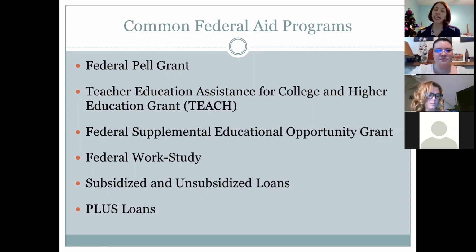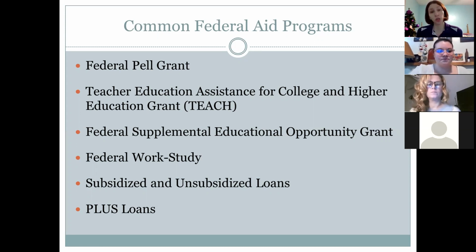The Opportunity Grant, each school is allotted a very small amount of this money. So even though you might technically be eligible for it, you might not see it in your package. And that's really just because schools have a limited amount of that to award. Then there's the work study, which I talked about earlier. Most work study programs are funded through the federal government, but there are institutional ones as well, but the government's the largest source of that.